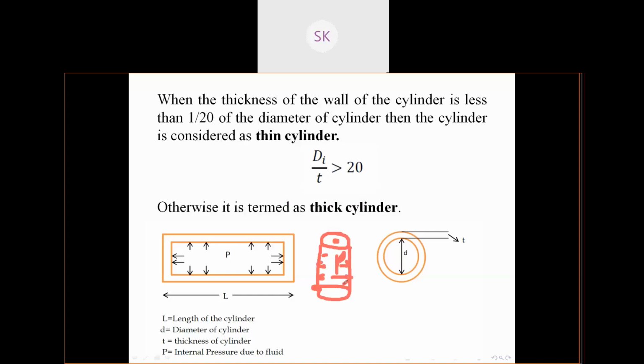So this P is acting on its walls. This is your internal pressure. This is the length of the cylinder, or it may be spherical. Then this is the diameter of the cylinder. I have considered the length of the cylinder as L, the diameter as D, and T as the thickness. It will be like this, right? Let me note it once again.